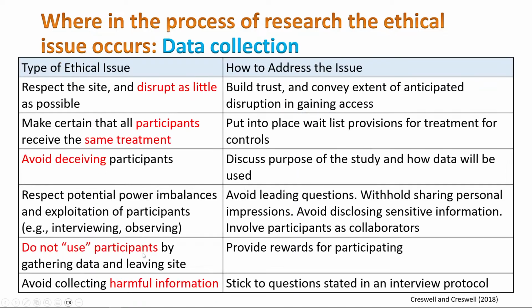Do not use participants by gathering data and leaving the site. So provide rewards for participants. That's usually very important. For example, we work here in agriculture sites that are not necessarily run by FGCU, could be run by another university like the University of Florida, IFAS, and we work with them in a collaborative research project. They give us access to their site. They allow us to use their farm.